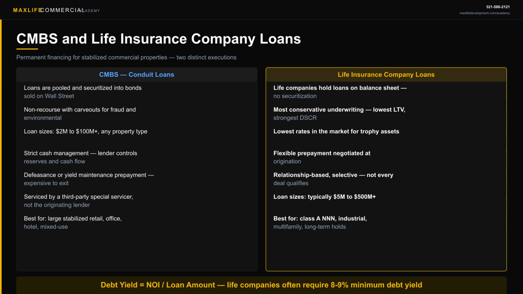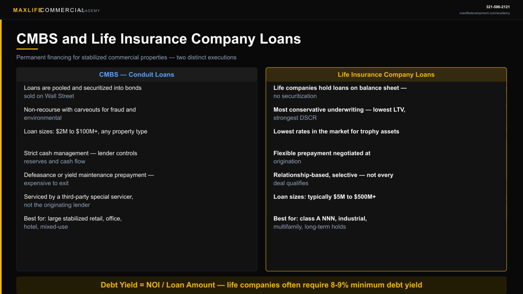The trade-off is rigidity: strict cash management, where the lender controls your reserves and cash flow, prepayment through defeasance or yield maintenance that's genuinely expensive to exit, and a third-party special servicer handling your loan rather than the originator you closed with. Life insurance company loans are a different animal.